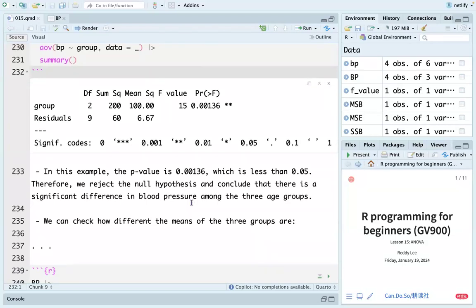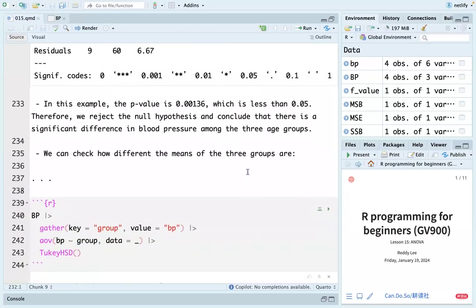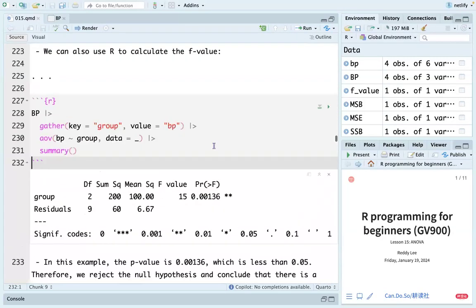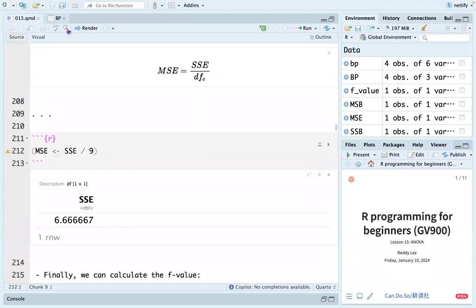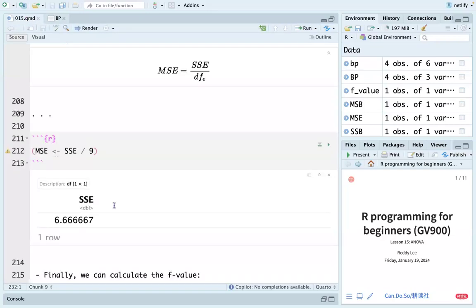Therefore, we reject the null hypothesis and conclude that there is a significant difference in blood pressure among the three age groups. And we can check how different the means of the three groups are, because we only know the three are not all the same, but which are different? Maybe this one to this one is different, but this one to this one is the same, or maybe this one to this one is different, but these two are the same, so we can check it.